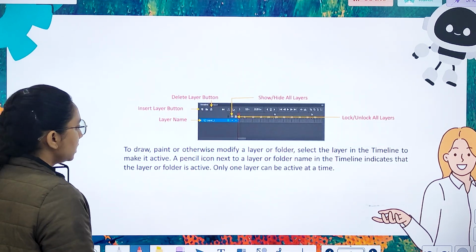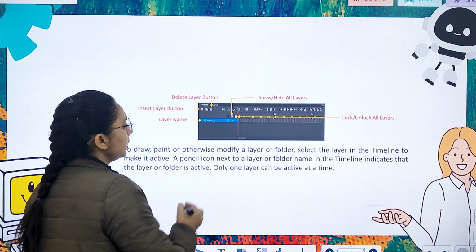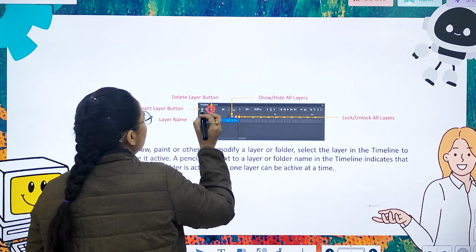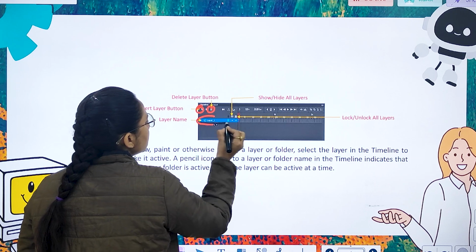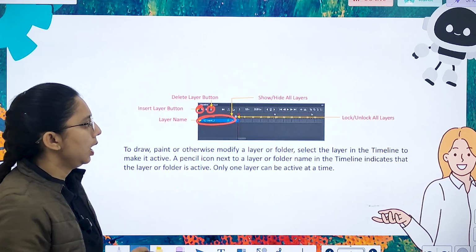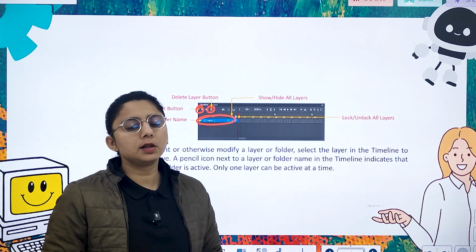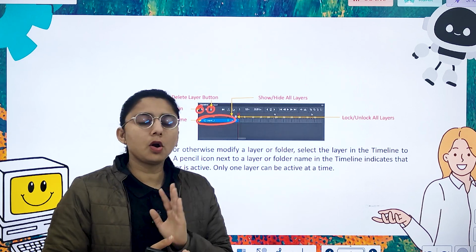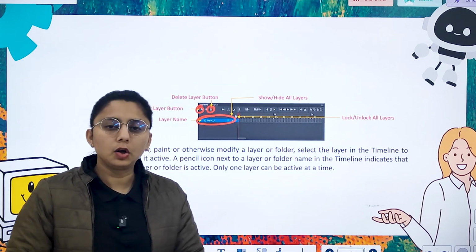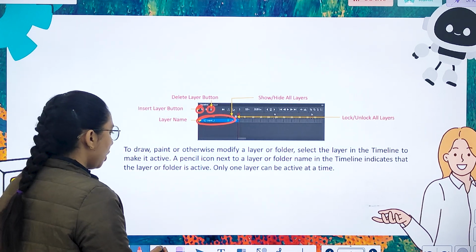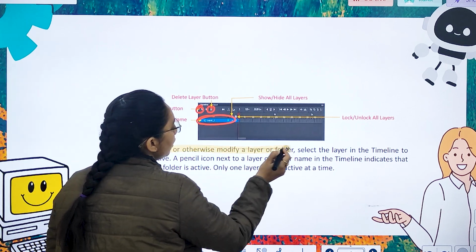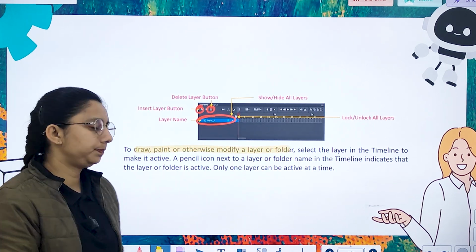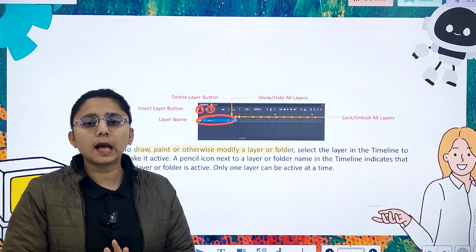Let's see about this. This dustbin is the delete button. This is our insert layer. This is the layer name, layer 1, layer 2. Now you can also show or hide all the layers. And this is your lock or unlock. You can lock and unlock the layers also. So to draw, paint or otherwise modify a layer or folder, you select the layer in the timeline so that you can make it active.